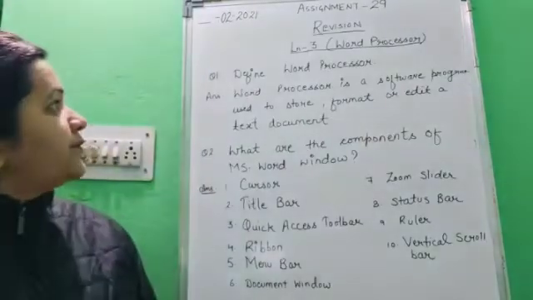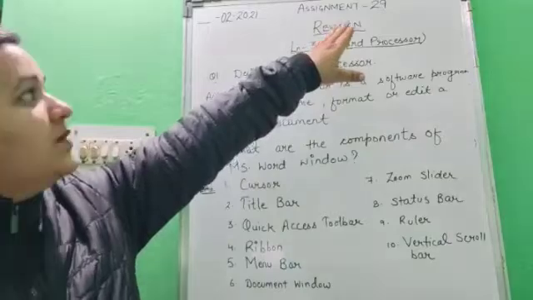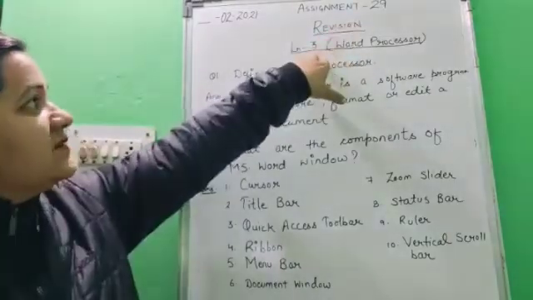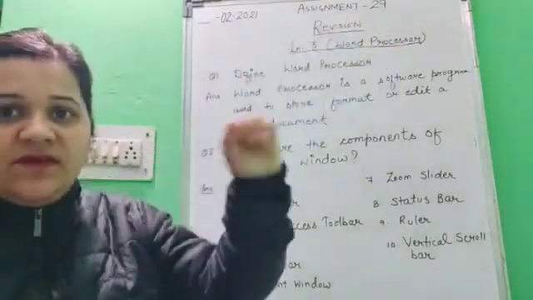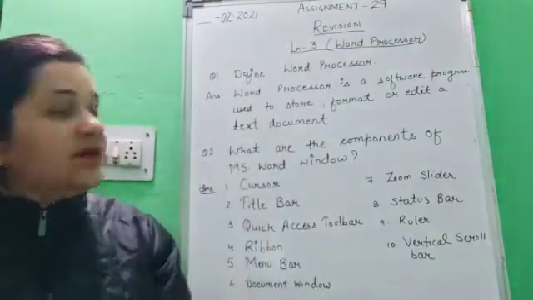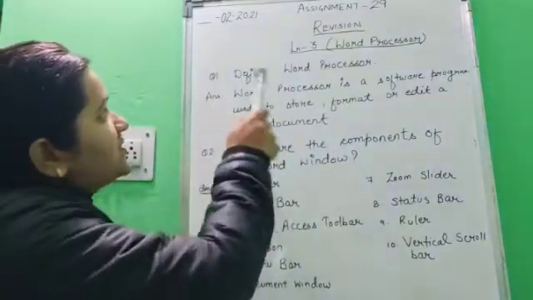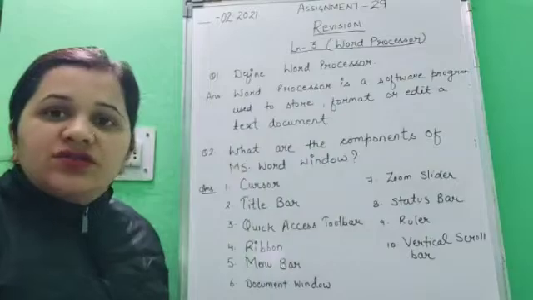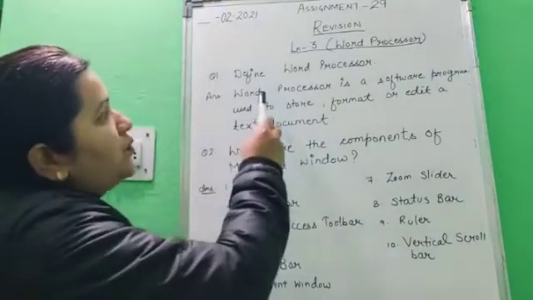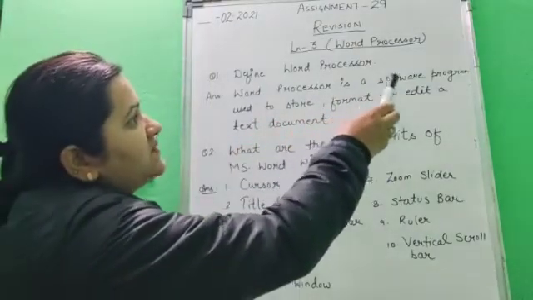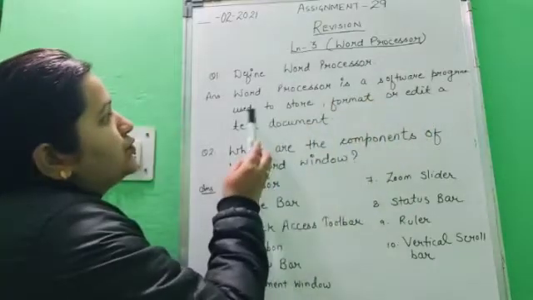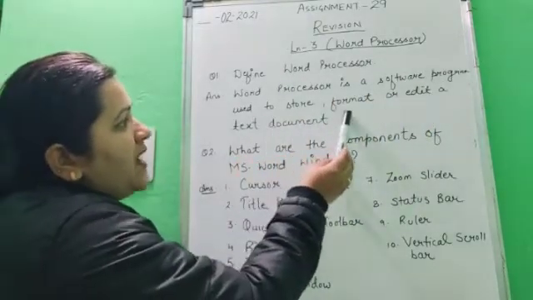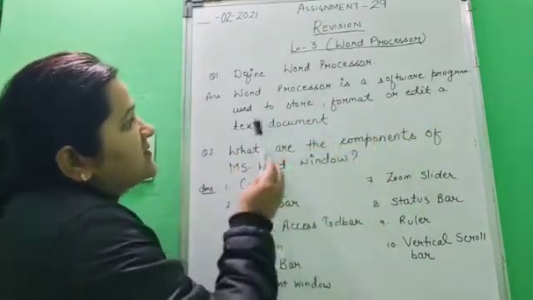So children, here is the revision. Put the heading revision. Then lesson number 3, word processor. We are doing revision in this video of lesson number 3. Now, the first question is: define word processor. Now children, what is a word processor? A word processor is a software program used to store, format or edit a text document.